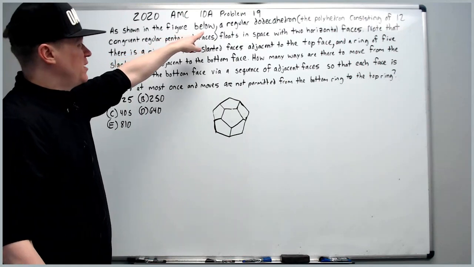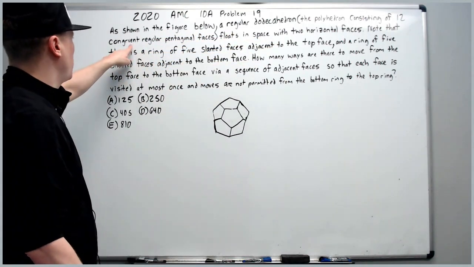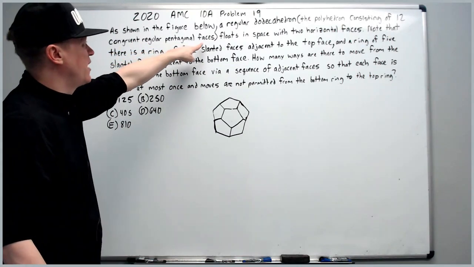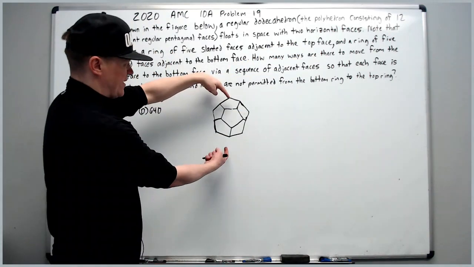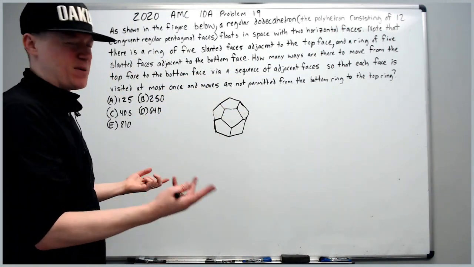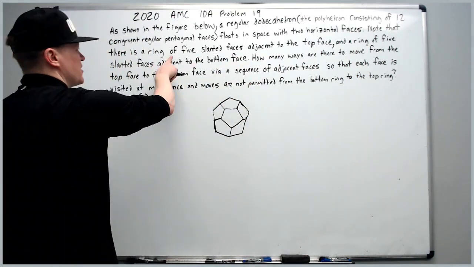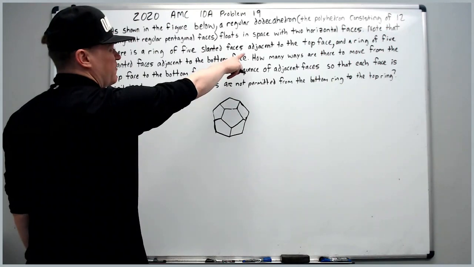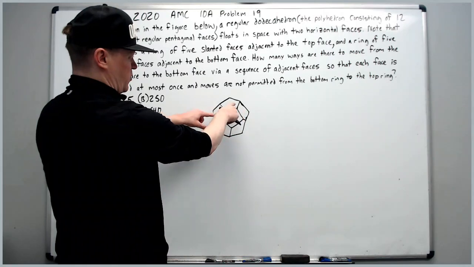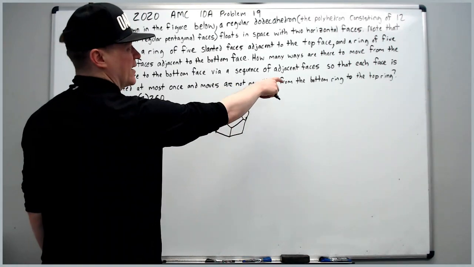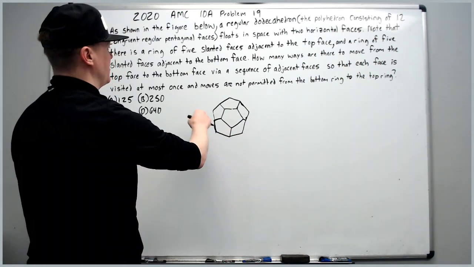As shown in the figure below, a regular dodecahedron, the polyhedron consisting of 12 congruent regular pentagonal faces, floats in space with 2 horizontal faces. That's this one and this one. And I apologize for the bad drawing. I'm not the best at 3D art. Note that there is a ring of 5 slanted faces adjacent to the top face. So that's this one, this one, this one, adjacent to this one, and there's 2 more in the back. And a ring of 5 adjacent to the bottom face, these 2 and 3 in the back.